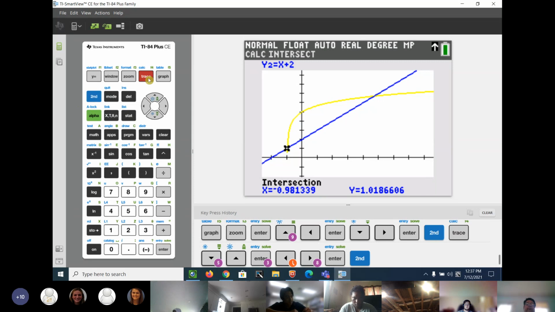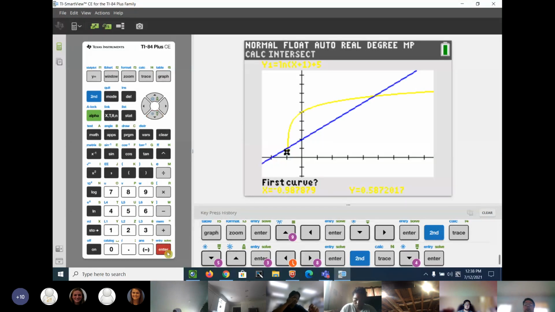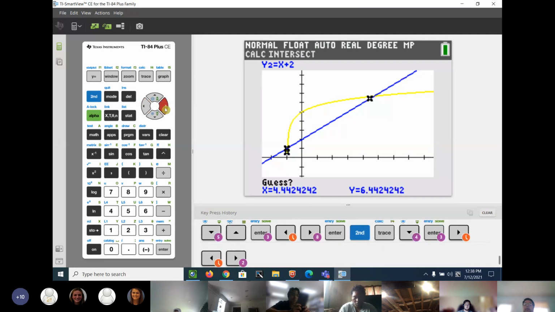Second trace, intersect, and my guess is right about there. Don't hold the button down, whatever you do. I got 4.75. Is that what y'all got? Yeah. Thank you. Appreciate the communication.